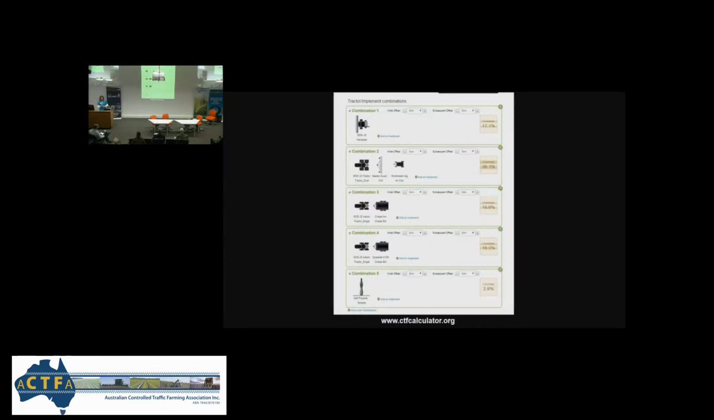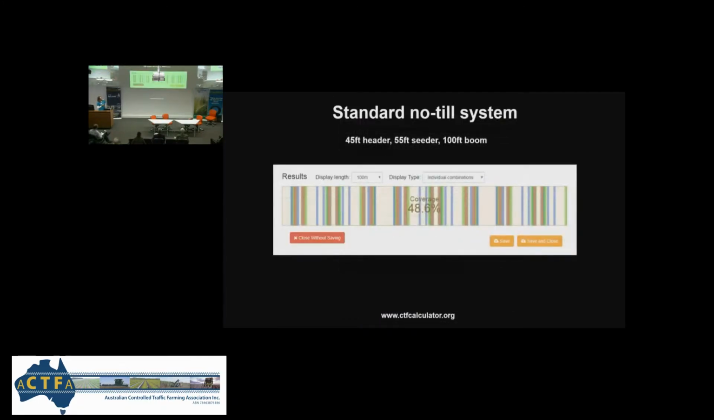so when you're all inspired you can go back to the shed and start measuring things. Now, a standard no-till system, say if we've got a 45-foot header, a 55-foot seeder and a 100-foot boom, wheels about 48% of the paddock, and that's not including duals. So by the time you start adding duals on, it gets even greater.